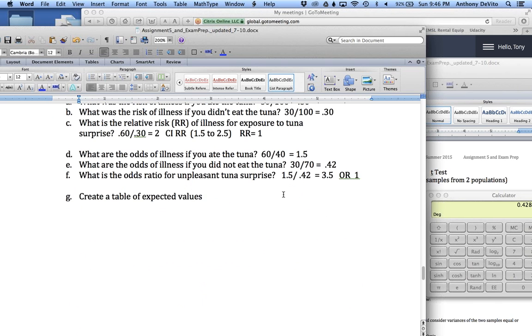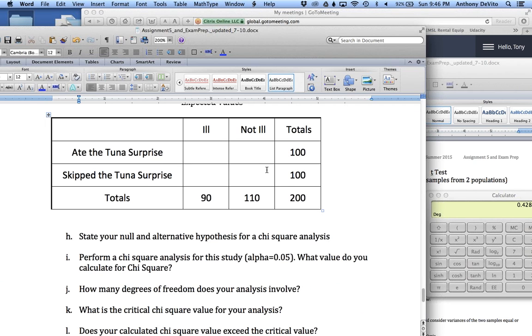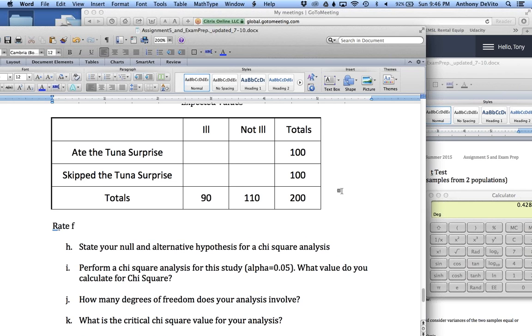That's the percentage. That's the rate at which they got sick. So I'm going to go down here, and I'm going to remind you that the rate for the entire group, the entire population, is 90 over 200. In other words, 45% of the people got sick, whether they ate the tuna surprise or not.